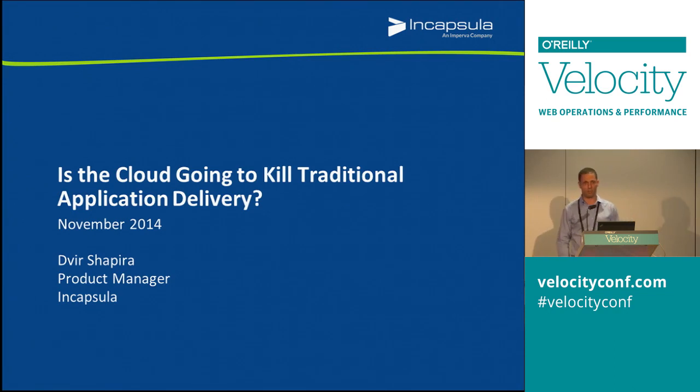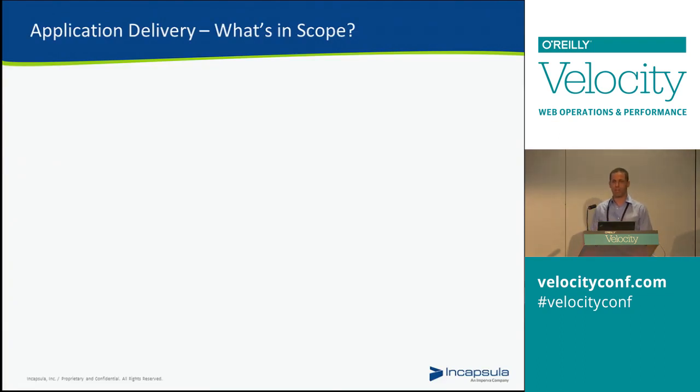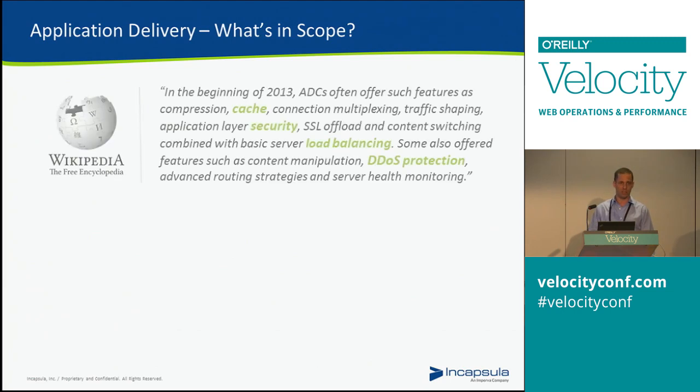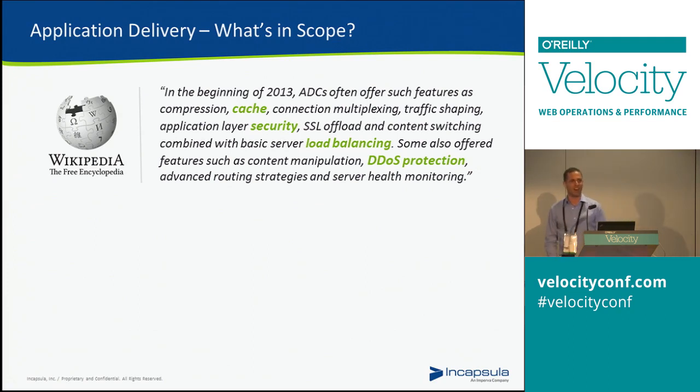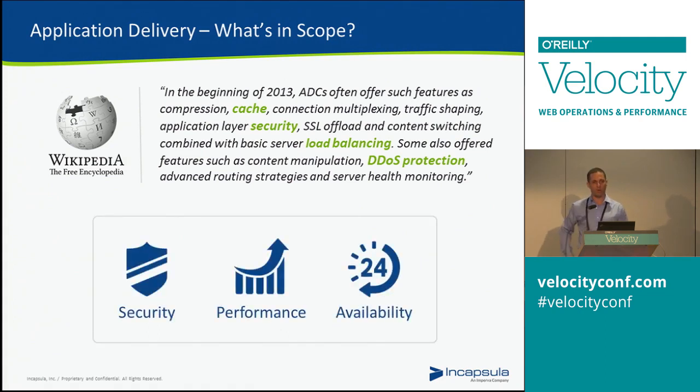I'm a product manager at Capsular, and I'd like to talk today a little bit about application delivery from the cloud. So, what's application delivery? I looked it up at Wikipedia, and it's actually a grocery list of different items. But I think that the common thing to all parts of application delivery is probably the following values, which are security, performance, and availability, which are built up from many different items.